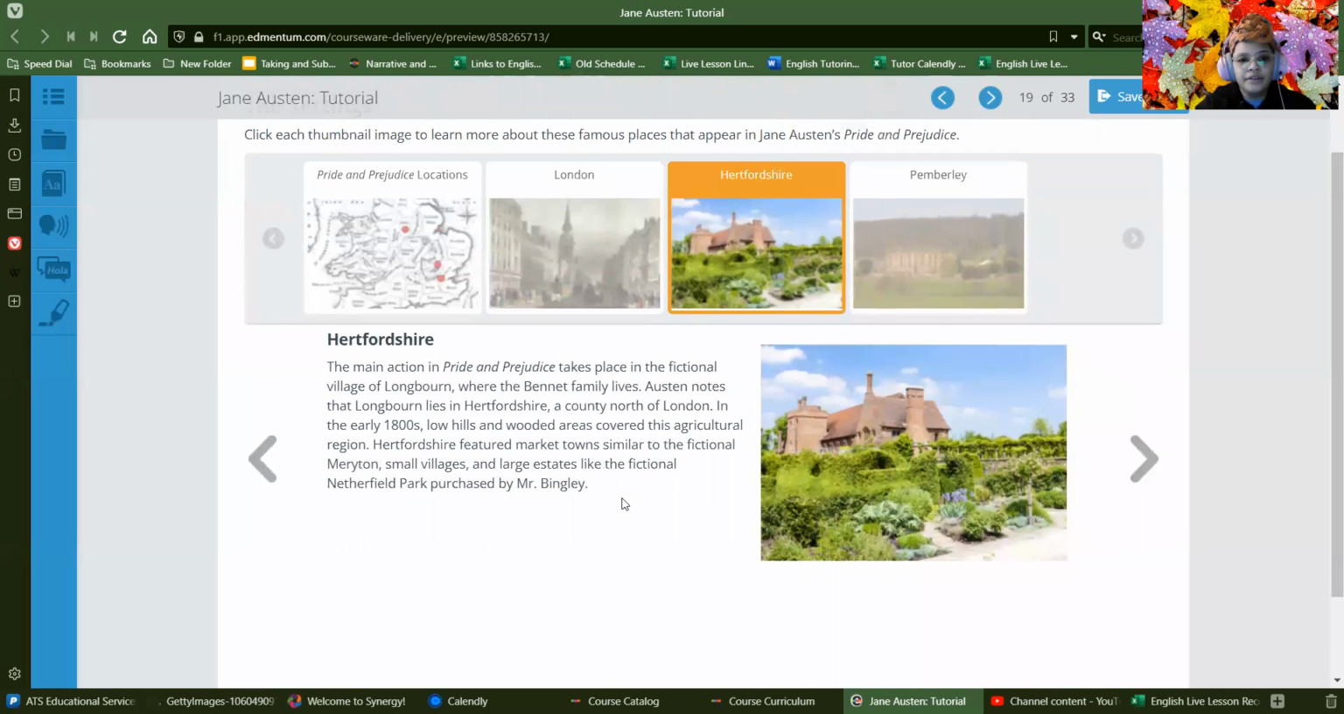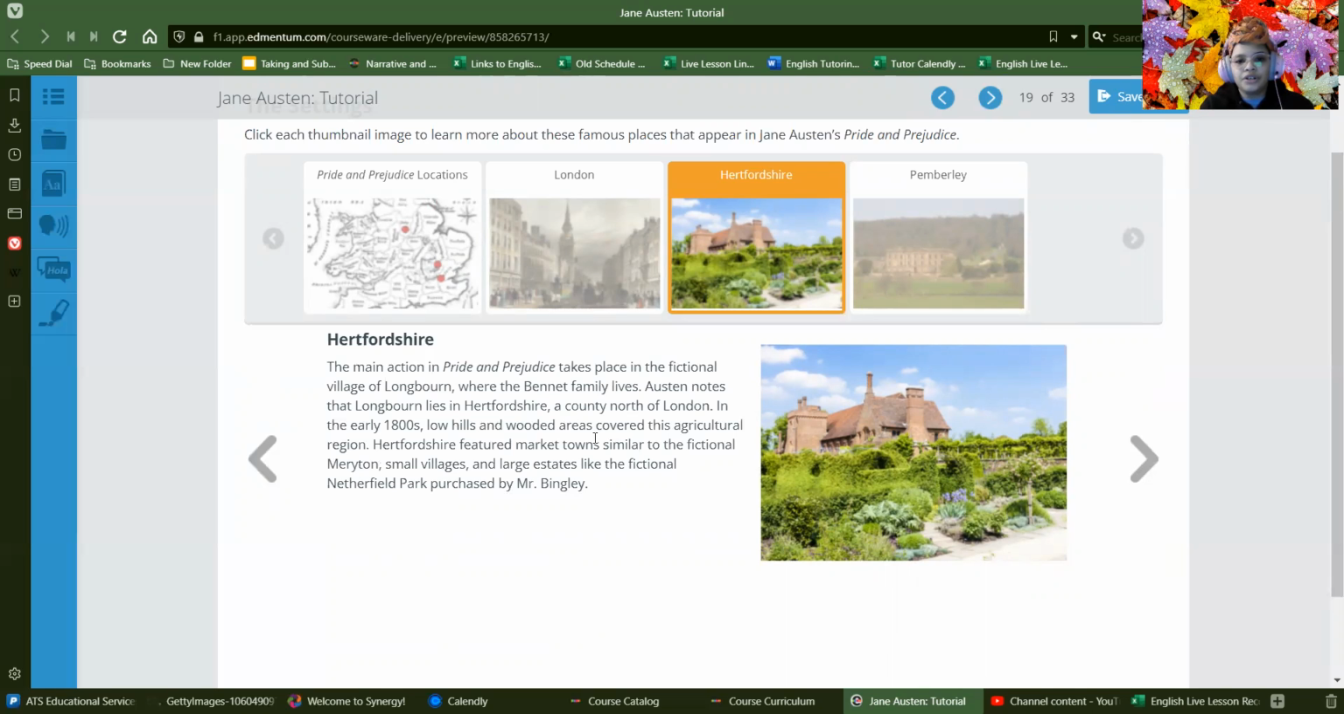So then we have Hertfordshire. This is the main place that the story takes place in. It's a fictional village called Longbourn, and that's where the Bennet family lives. Longbourn is a small village in Hertfordshire. So that's a county north of London. In the early 1800s, this place was pretty much covered with wooded areas and low hills. A lot of people had acres spread out there and they would farm and do that sort of thing.